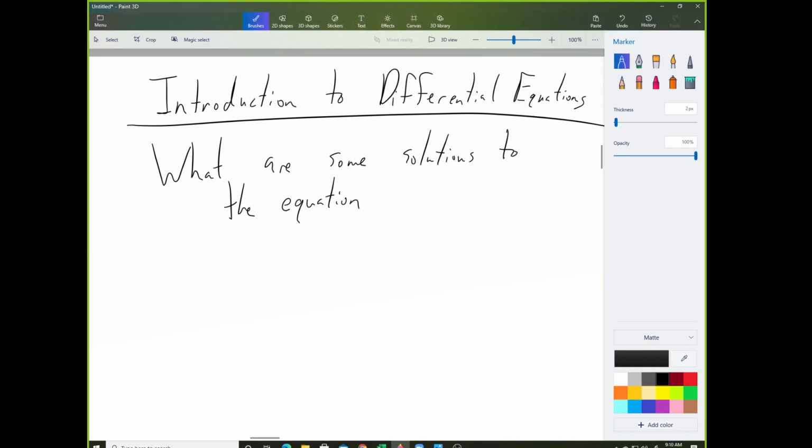We are about to do something with derivatives that we have never done before. We're going to put them right into the equation.